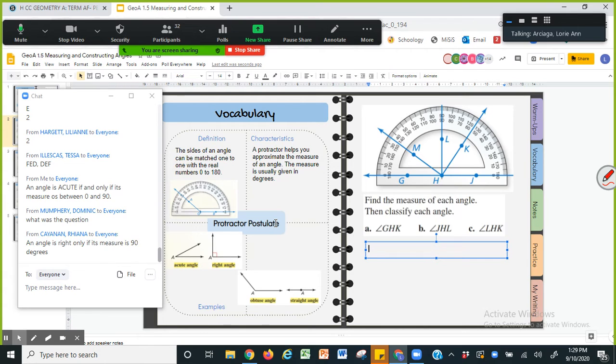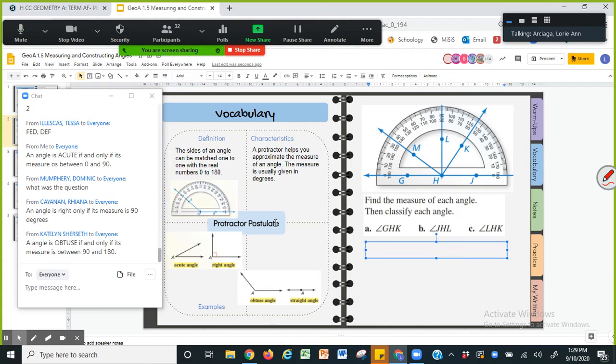Somebody say the definition of obtuse angle. Come on, we need them in the next slide. You have to know what they are. Caitlin said, if and only if its measure is between 90 and 180. Very good, Caitlin. Awesome. And one last volunteer.